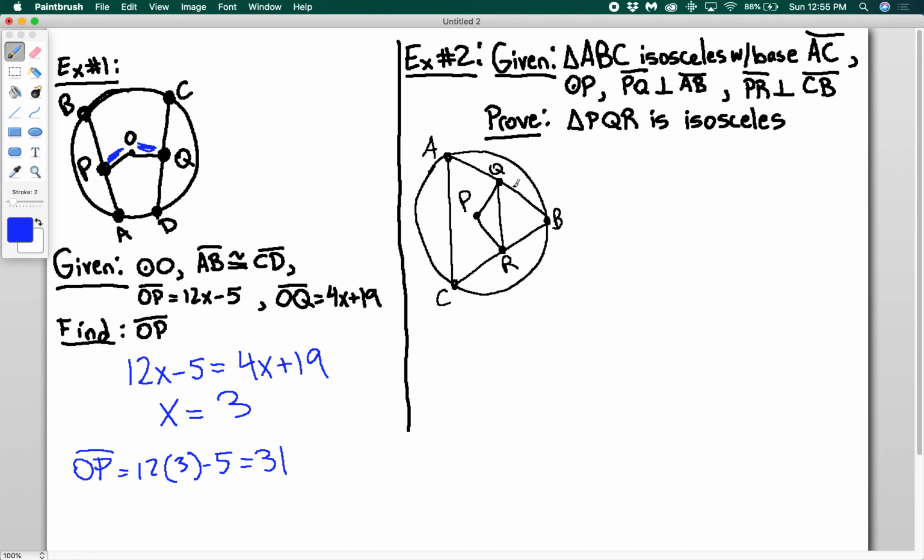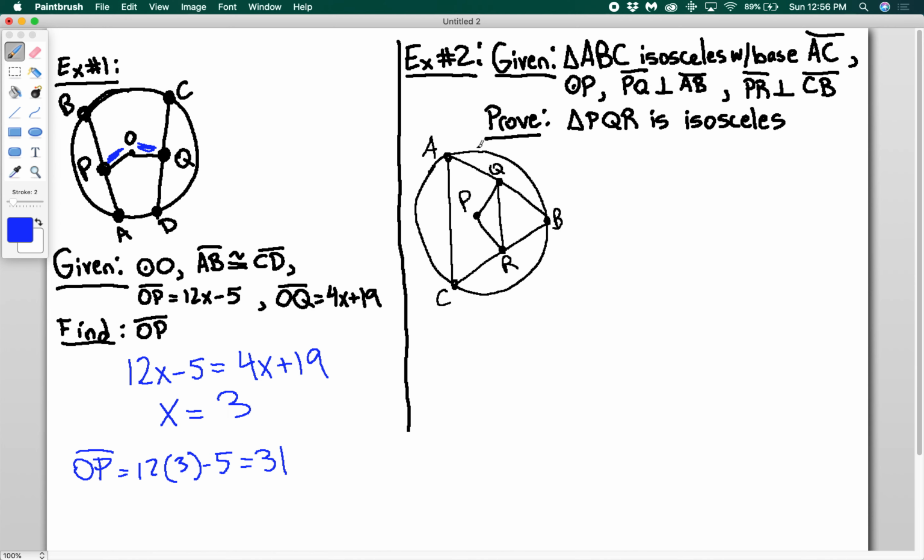The second problem has a little bit more complex setup. I'm told that triangle ABC is an isosceles triangle with base AC. What that means is that chord AB is going to be congruent to chord BC. I have a circle that's centered at P. I know that PQ is perpendicular to AB, and I know that PR is perpendicular to CB. I'm going to draw some stuff on here before I try to prove anything. What it wants me to prove is that this triangle here is isosceles.